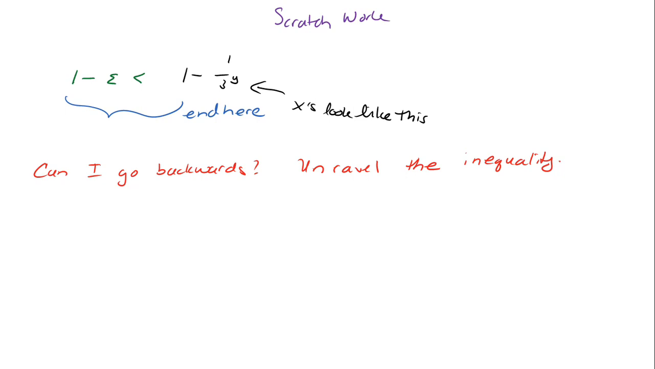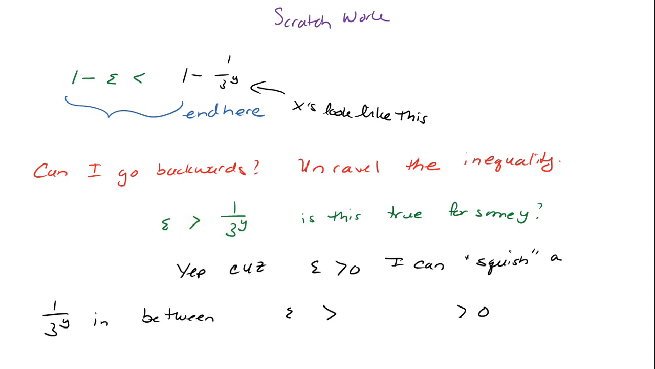Okay. Unravel this inequality. If I get rid of the 1s and I multiply both sides by minus 1, I really want to say they gave me an epsilon. Can I find a y so that 1 over 3 to the y is smaller than epsilon? Well, I can, because 1 over 3 to the y gets close to 0 as y gets larger and larger. So I certainly can find a y large enough, no matter what. Like they gave me 0.001, I can still find a y large enough so that 1 over 3 to the y is smaller than 0.001.